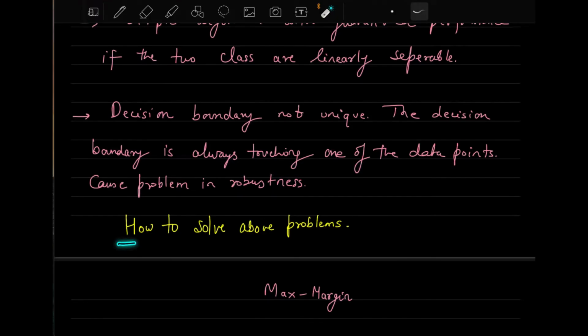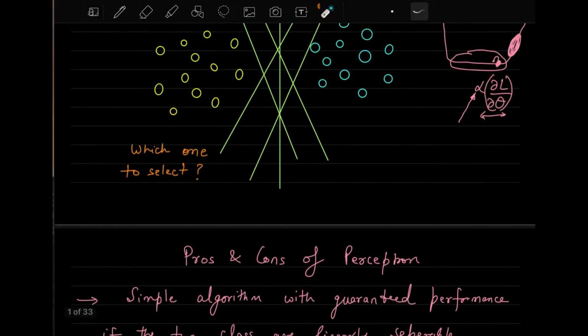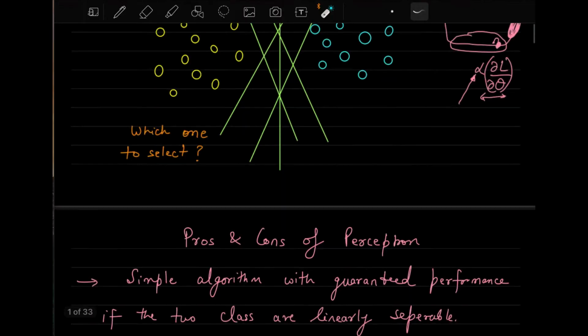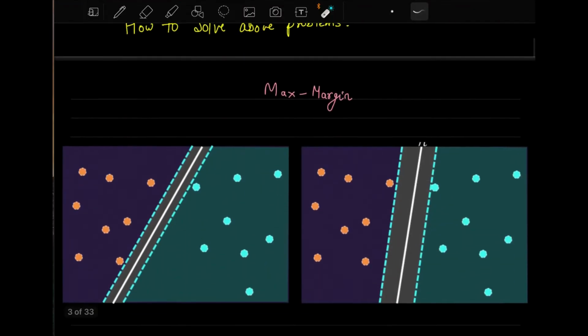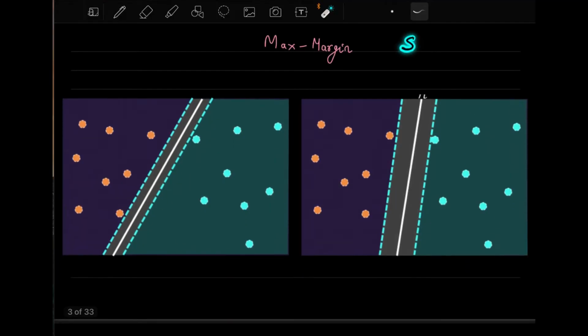So how do we solve this problem? We want to maximize the margin. As I discussed, we want to maximize the margin that this hyperplane is creating. Here we have two different decision boundaries generated by the support vector machine. Right now I am not discussing anything in detail, but just showing you the results produced by the support vector machine. Later on we will go into the details of this algorithm.